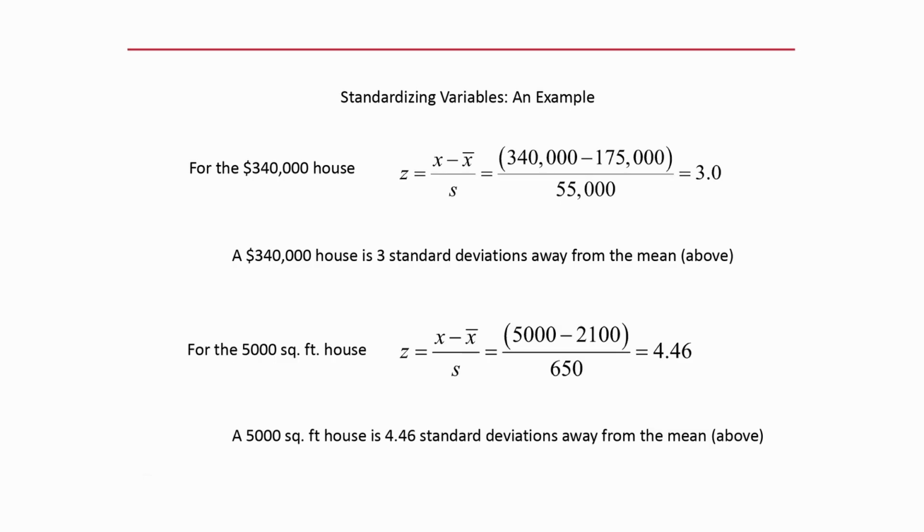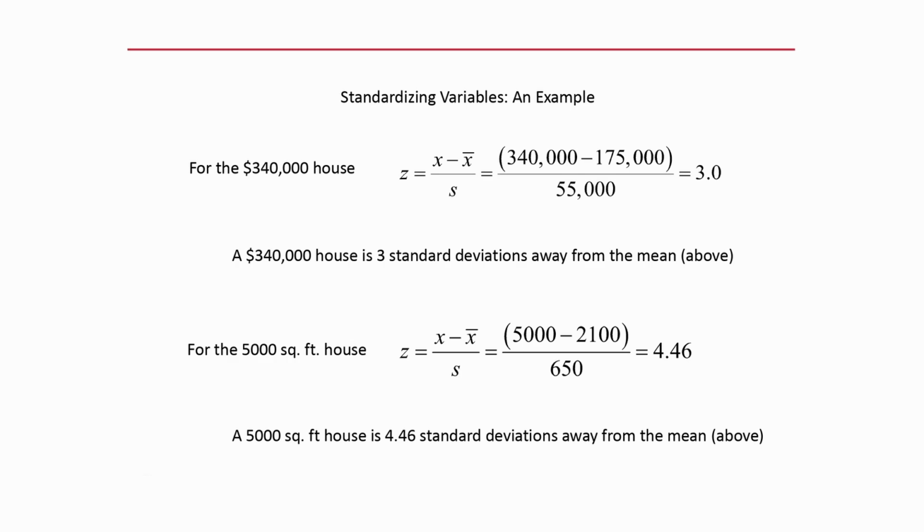For the house with 5,000 square feet, we will do the same. We will subtract the mean and divide by standard deviation, but for square footage this time. So 5,000 minus the mean, 2,100, divided by standard deviation, 650, which will give you 4.46. So that house was 4.46 standard deviations away from the mean. And that would be its z-score. So in this case, a house with 5,000 square feet is more unusual. It's further away from average than a house that costs $340,000.